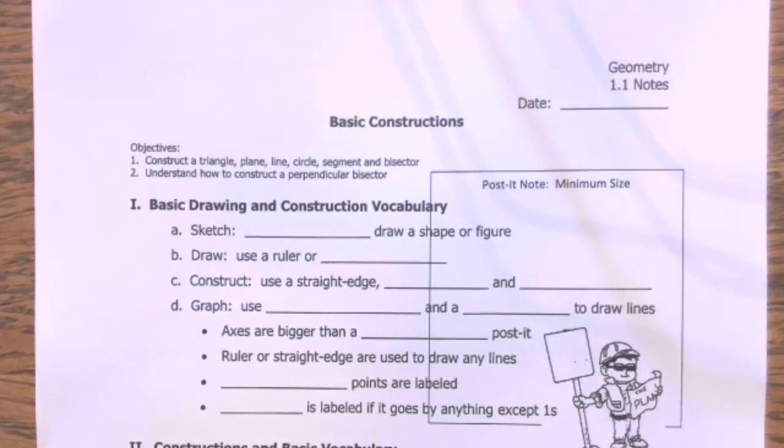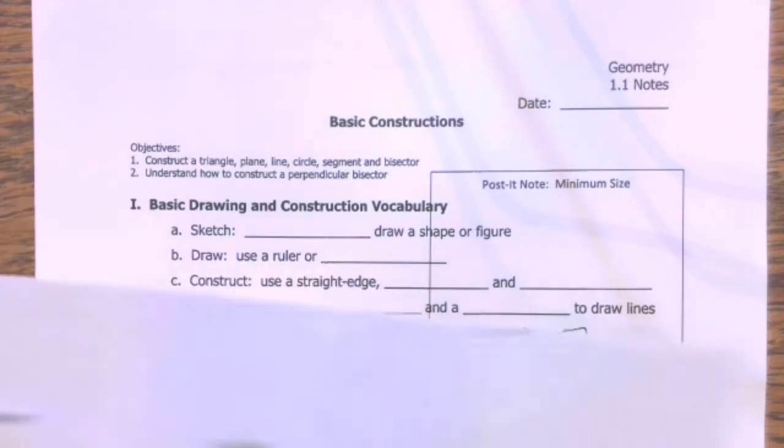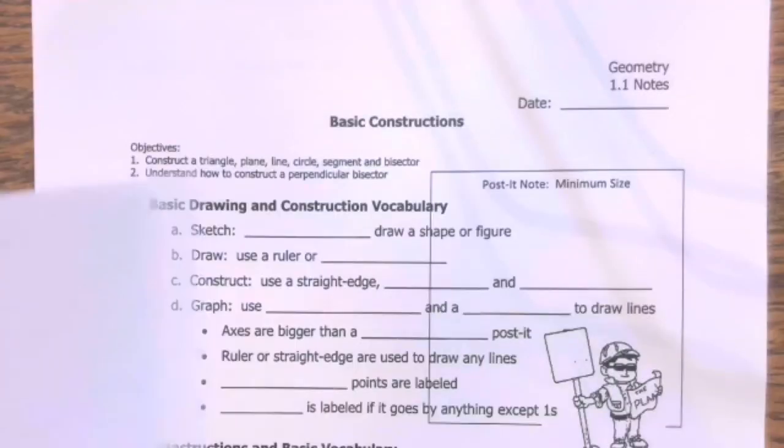Good morning. Today we are going to learn a little bit about basic constructions. You're going to need your compass, protractor, probably a ruler if it's a really small one. This set of notes is designed to go with the first section of chapter 1, as well as the first homework, which is a game and some geometry.